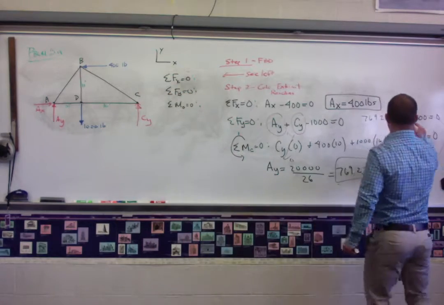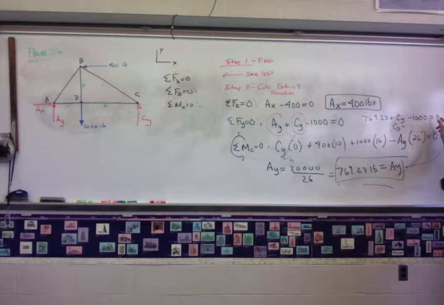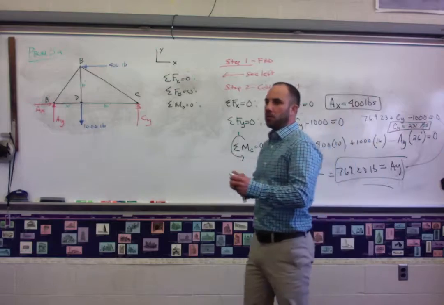Okay, so what is CY? 1,000 minus 769, which is 2... Somebody? 231 pounds. Box your answer. And you have successfully solved for the external reactions.